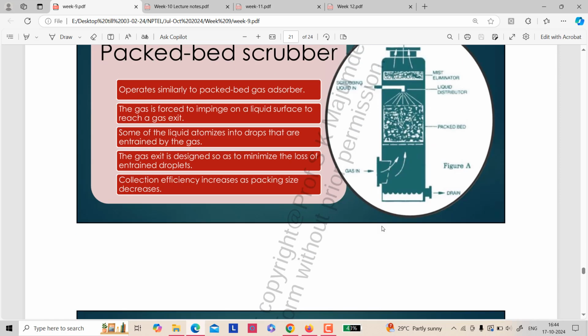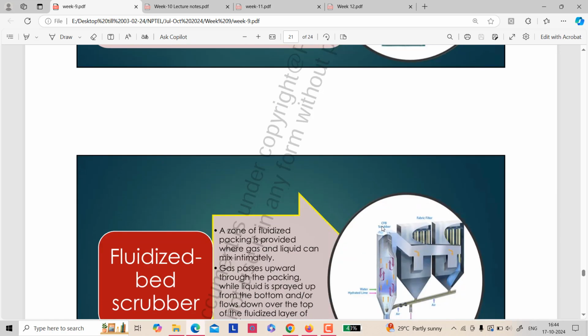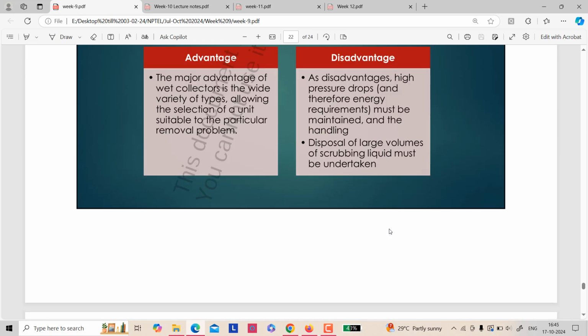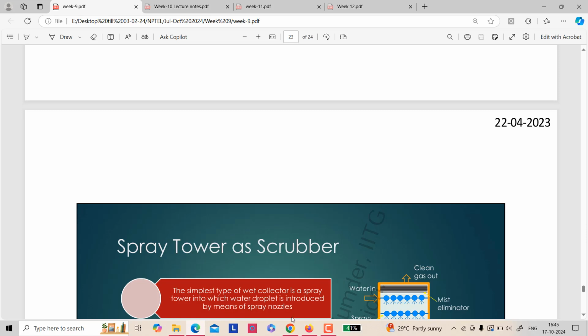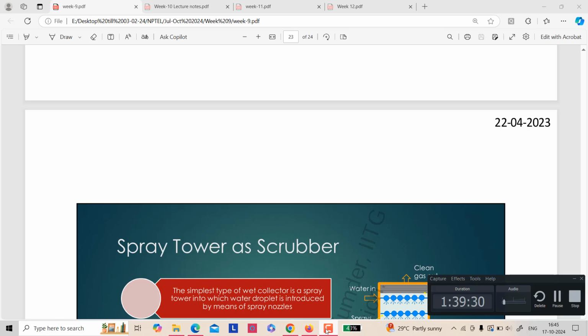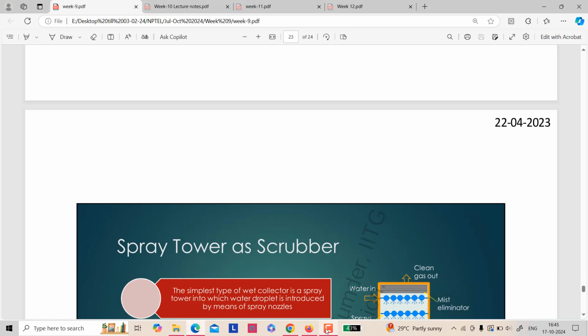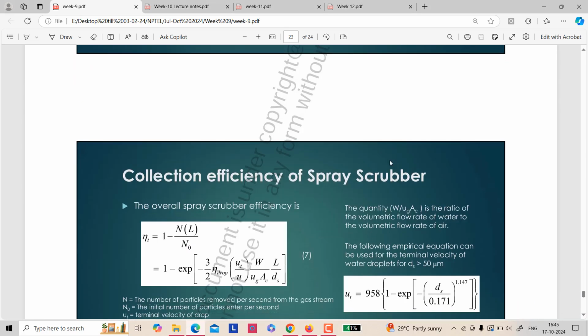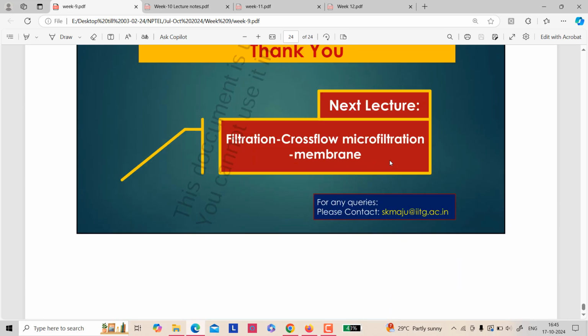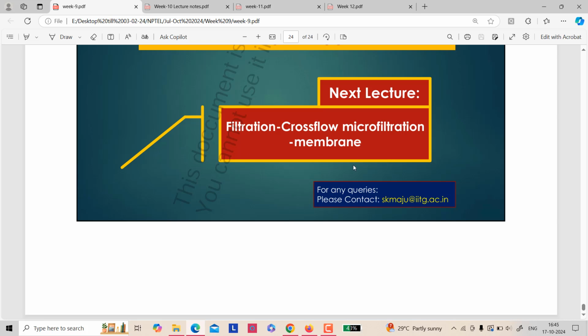Next one is the packed bed scrubber. Then the efficiency of the scrubber, and the advantages and disadvantages of the scrubbers. Then the collection efficiency of a spray scrubber. And that is how the filtration is done.